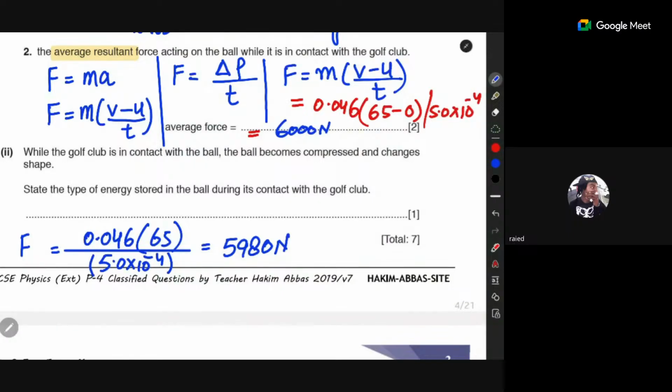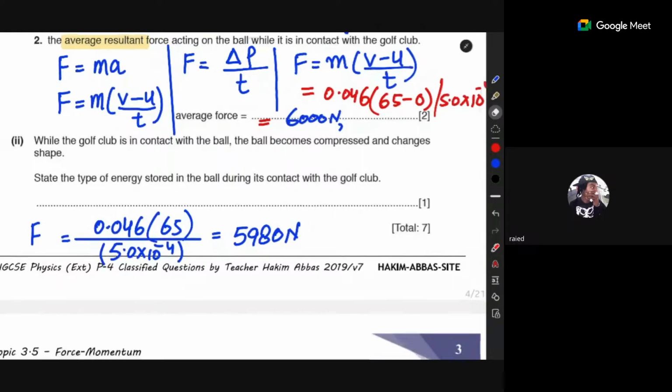If you want to write it to one significant figure, and if into two significant figures, it would be 6.0. Yes, it would be the same. So you have a choice: either you can write in one significant figure or two significant figures. Okay. Is this clear to everyone?